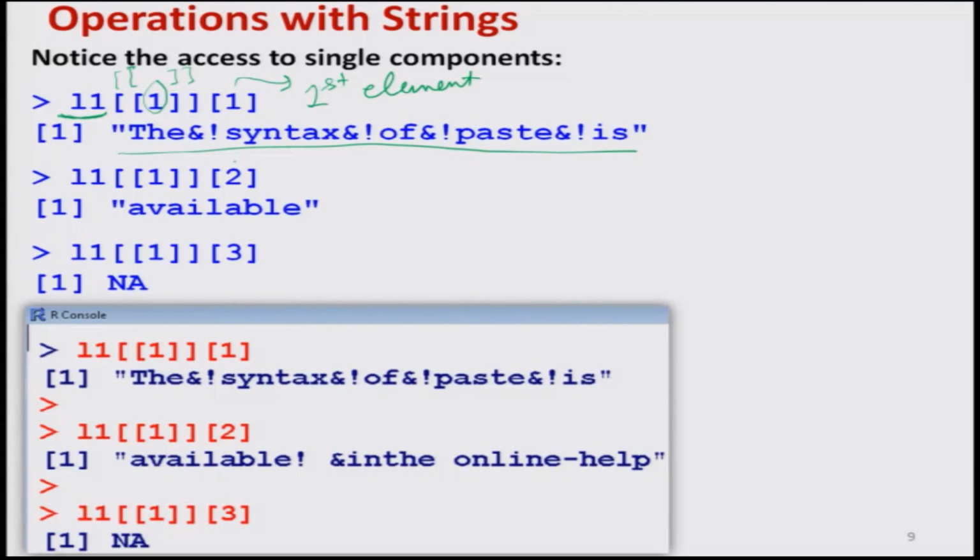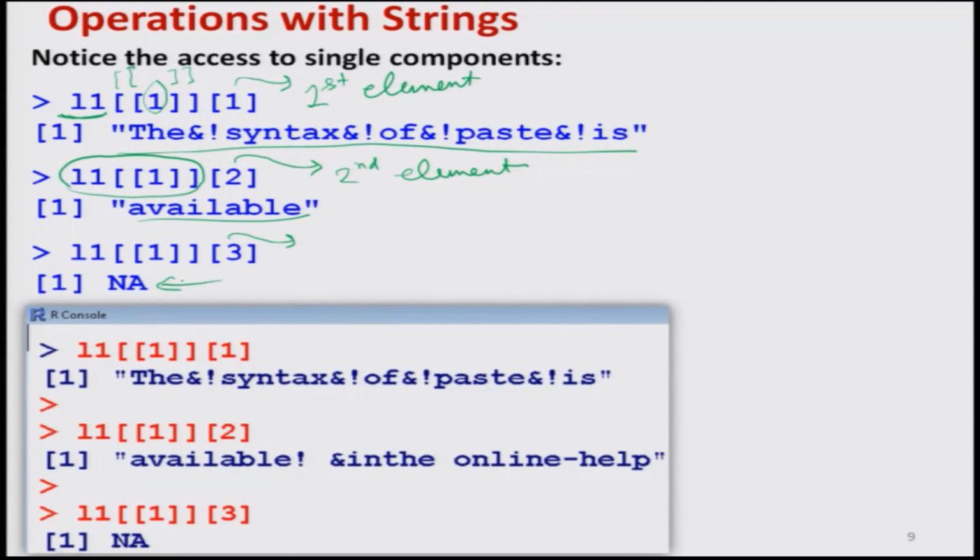Similarly, when I want to call the second element of the same thing, this part remains the same, and I change this address here. This is the second element, and the second element was available. And suppose I also want the third element. It is saying not available because there was no third element, there were only two separations.